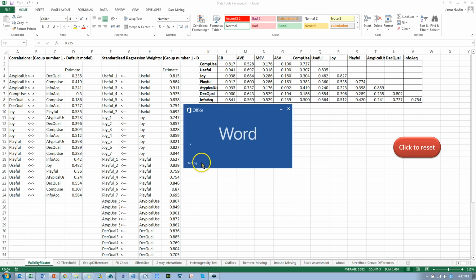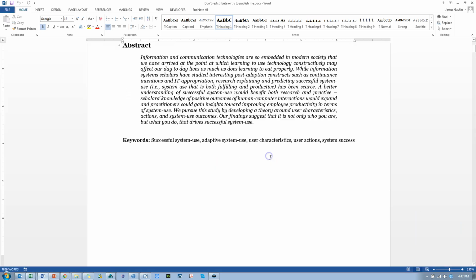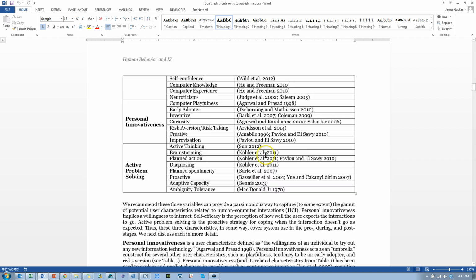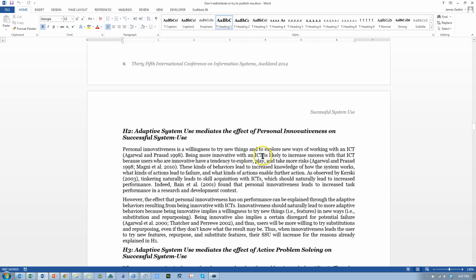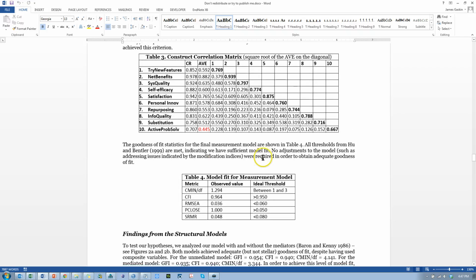Let's see if I ended up fixing everything. Here it is. No, I didn't. Active problem solving didn't pass the convergent validity test, and I left it in. Oh, this is so interesting. Okay, it didn't have a high enough AVE. The AVE is supposed to be 0.5 or higher, and it didn't.